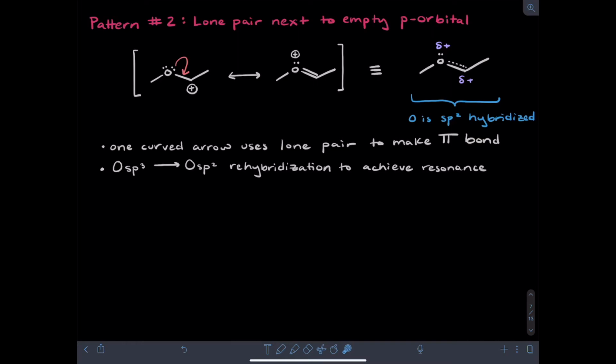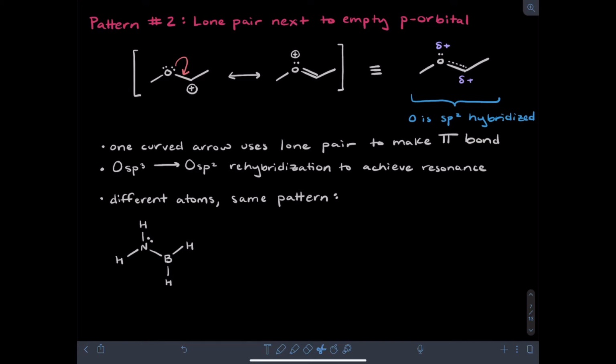Essentially, oxygen, rather than adopting an sp3 hybridization as predicted, will be sp2 hybridized instead, in order to participate in resonance. I'll talk more about this toward the end of the video. We can also have the same pattern where we swap out our atoms.